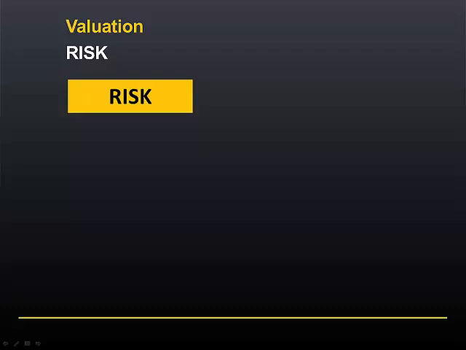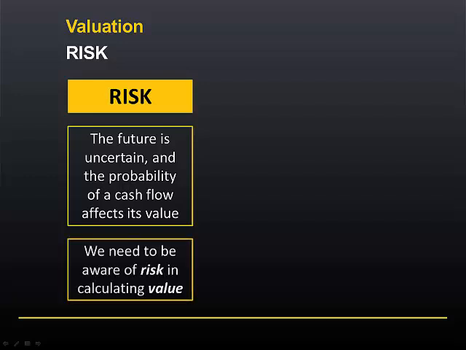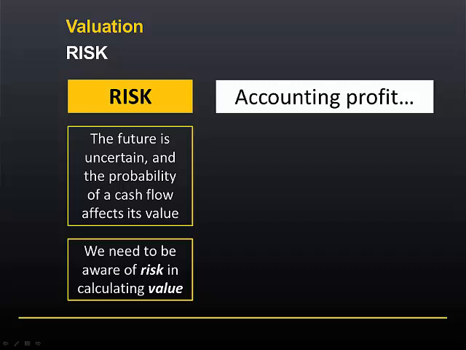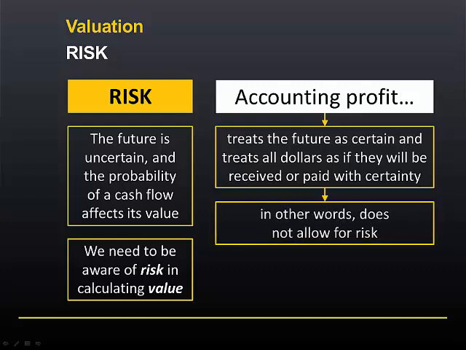Risk is a critical factor because the future is uncertain. When we determine value based on future cash flows, we need to take into account the possibility that the cash flow will be different from what we expect or may not occur at all. The uncertainty or risk of a cash flow affects its value, and we often need to make an adjustment to the value of a cash flow because of risk. Once more, we can contrast this with accounting profit. Accounting profit treats all dollars as if they will occur with certainty, and therefore makes no allowance for risk.